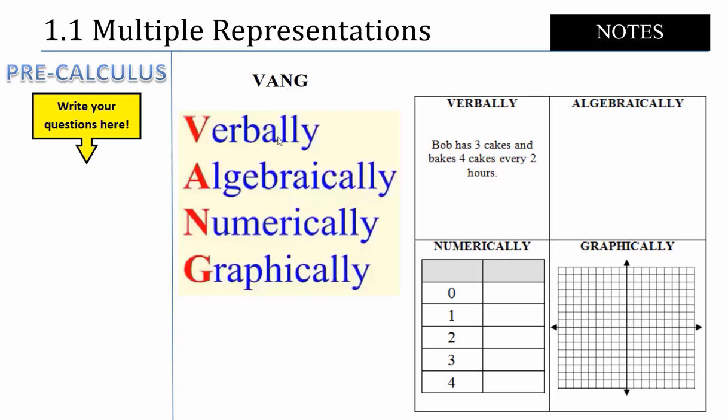These are the 4 representations that we're going to use this year multiple times, and we have to be able to go in between different sets of them. So we could give you something numerically, and you'll have to be able to verbalize that, or go from algebraic to graphically. So hopefully you're a Twilight fan.